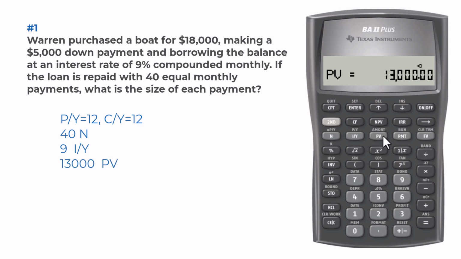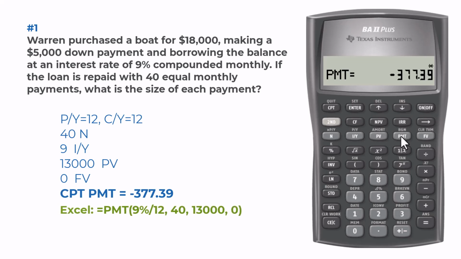Since this is a loan that will be paid off at the end, the future value will be 0. It is already set to 0 when we clear time value of money, but to be sure, I will enter 0 future value. Next, I'll press compute payment. And that shows that the size of each payment is $377.39.